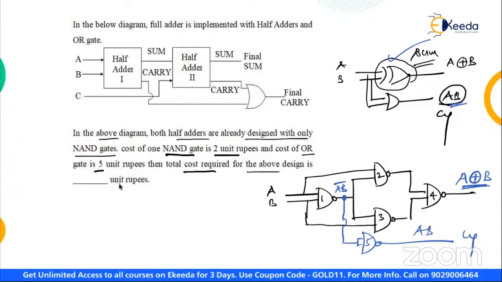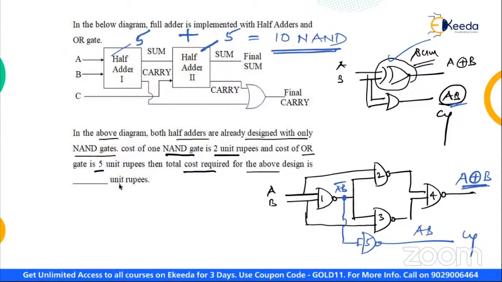Moral of the story, to implement half adder 1, we require 5 NAND gates, and 5 NAND gates for half adder 2. So this is how 5 plus 5, I will say 10 NAND gates are required.